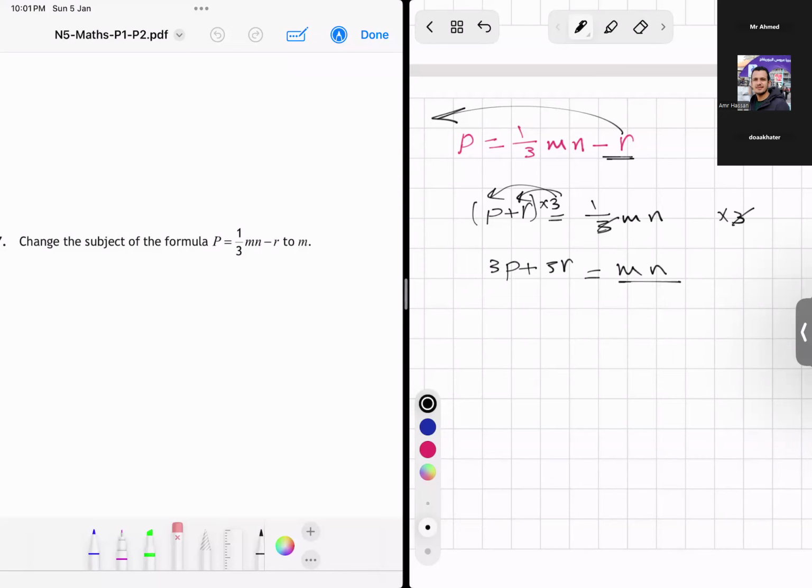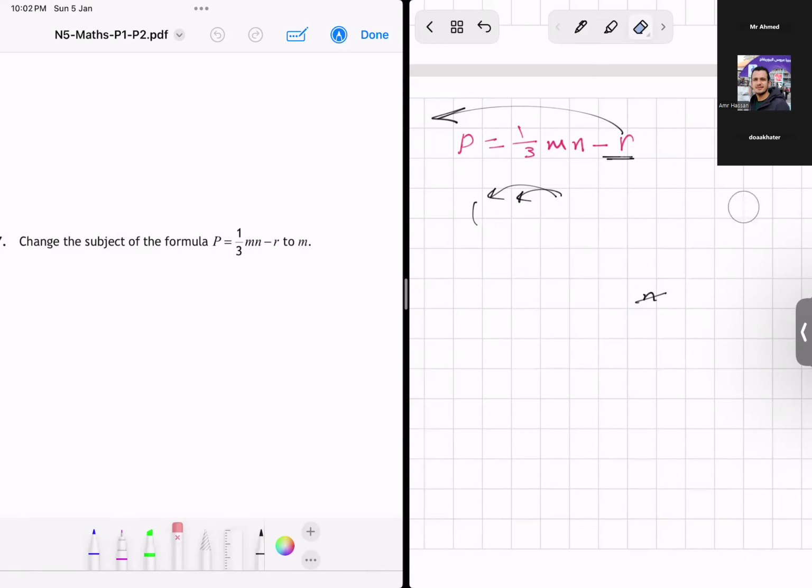So I need to divide the left hand side and the right hand side by n, which makes sense. The m equals 3p plus 3r over n. Do you get it? Yeah.